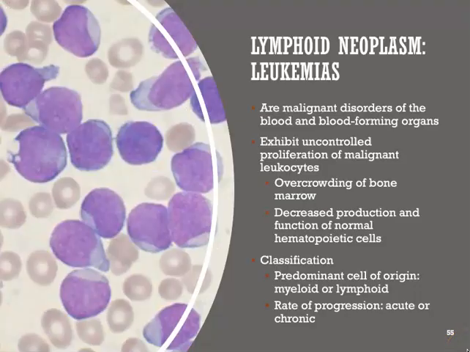So like we said, we classify them based on that predominant cell origin, myeloid or lymphoid, and their rate of progression. So the progression could be either acute or chronic. Our acute leukemias are going to progress rapidly, just as the name acute suggests, and it's with our immature cells, while the chronic leukemias are going to develop more slowly and often with more of the mature but dysfunctional cells. We'll see patients that are suffering from this have fatigue, frequent infections, and sometimes unexplained bruising.